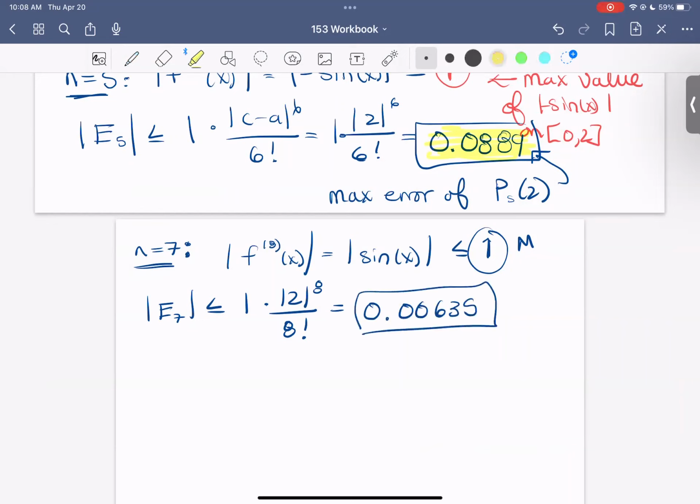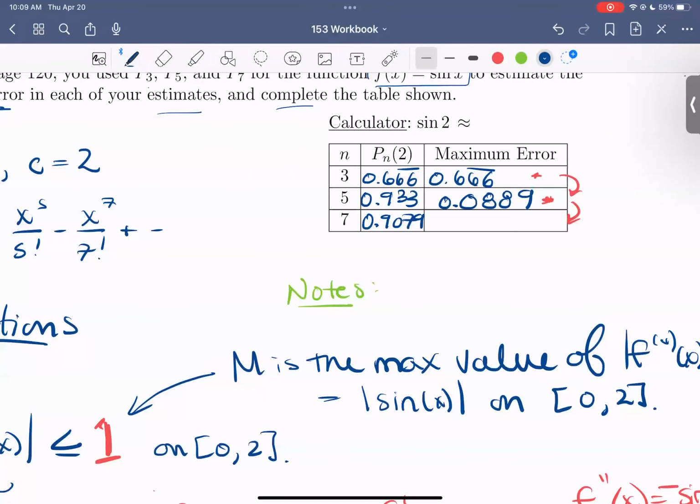So filling that into our table, we're going to fill in 0.00635. And notice what is happening with these numbers. That error is getting even smaller, telling us that as we increase n, the value of our nth degree polynomial at 2 is getting closer and closer to the function value at 2. Awesome, great work.